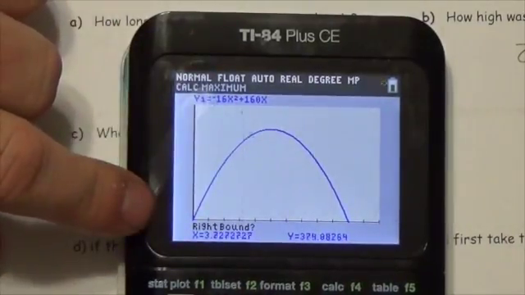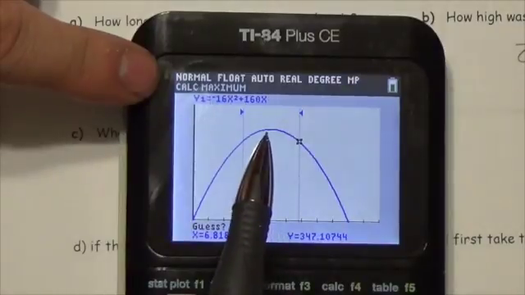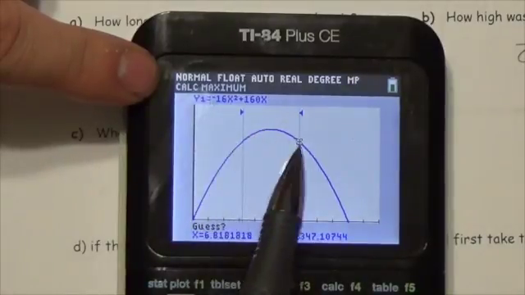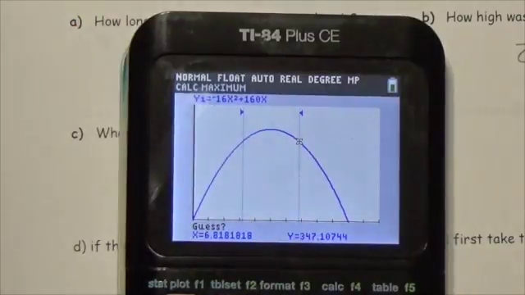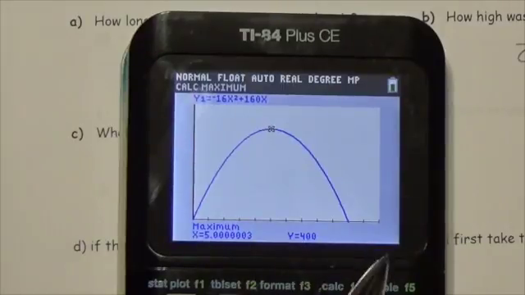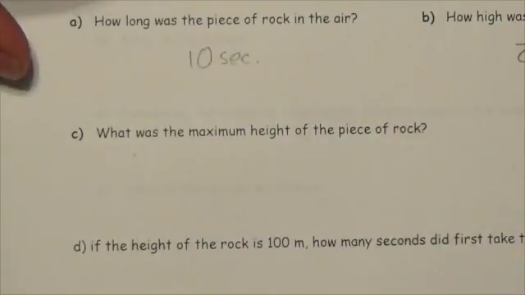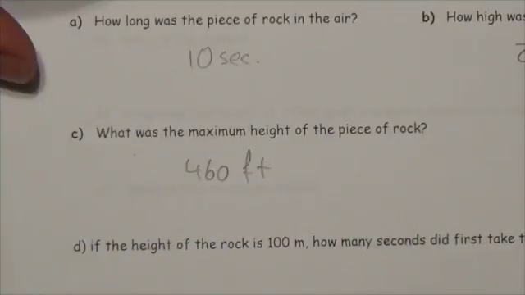Draws that little line there. I move my cursor over to the other side, go beyond it, and press enter, because I want my maximum to be clearly in between these two. Then the calculator bounces back and forth until it finds the point with the largest y-coordinate. It's asking me for a guess. Don't worry, just press enter. And then it pops me right up there. The point that I'm getting here is 5.0, okay, that's just going to be 5, comma 460. Now remember, the y-coordinate is the height. So the maximum height that it got here was 460 feet.